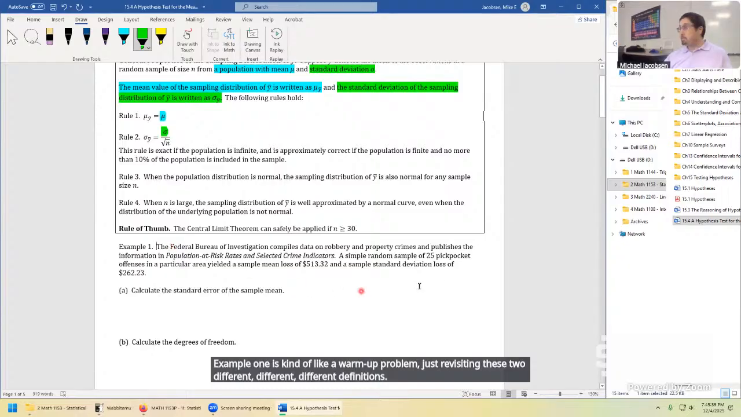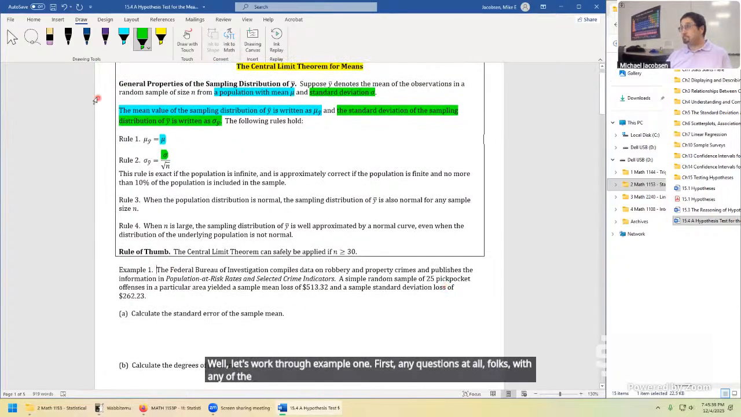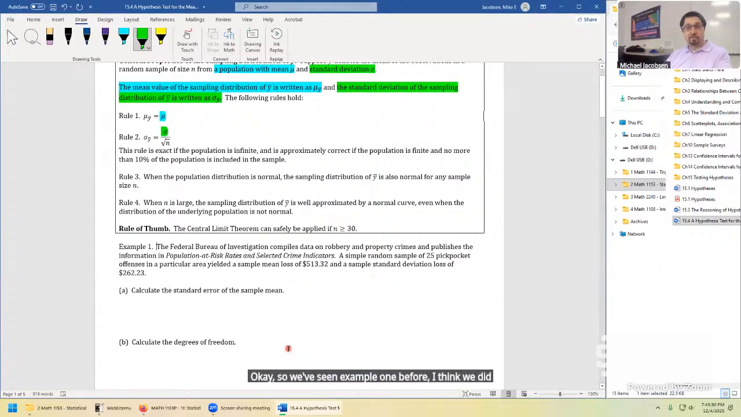Well, let's work through example one. First, any questions at all, folks, with any of the statements here? Okay, so we've seen example one before. I think we did an entire confidence interval on this. So it's some familiar data.